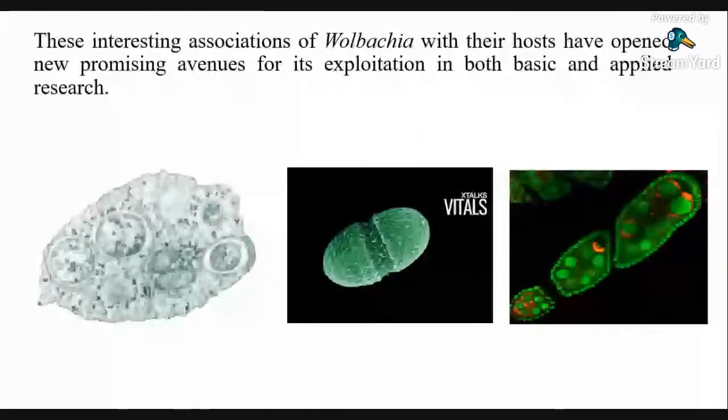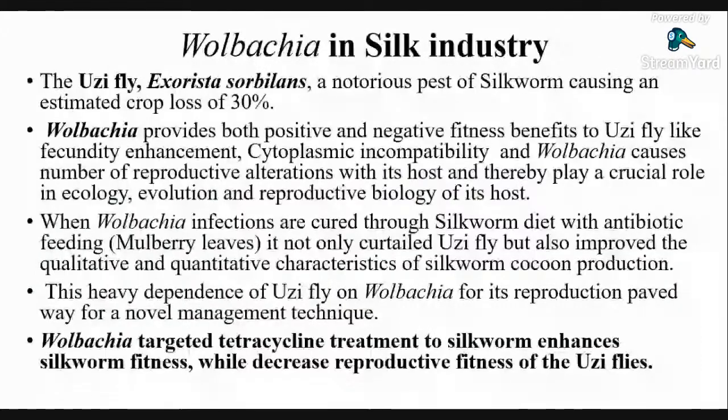Wolbachia in the silk industry. Wolbachia improves the quantity and qualitative character of silkworm cocoon production. The uzi fly, Exorista bombycis, is a notorious pest of silkworm, causing an estimated crop loss of 30%. Wolbachia provides both positive and negative effects to the uzi fly, like fecundity enhancement and cytoplasmic incompatibility, and Wolbachia maintains a reproductive relationship with its host and thereby plays a crucial role in the ecology, evolution, and reproductive biology of its host.